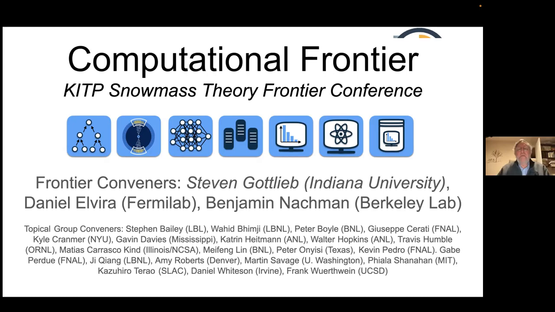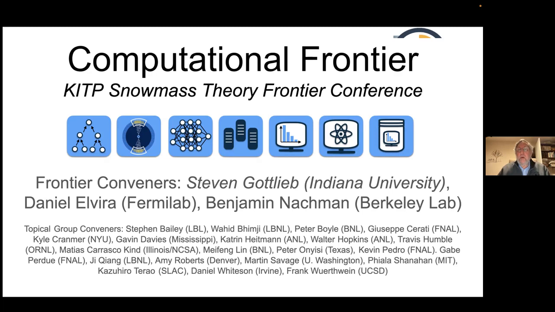So we have 7 topical groups, and I'm going to mainly concentrate on 4 of them because they're the ones that are most relevant to the theory overlap. But I will tell you the names of all of them, and the lists of topical group conveners are on this slide. So we have one experimental algorithm parallelization, and one that is very relevant is theory calculations and simulation.